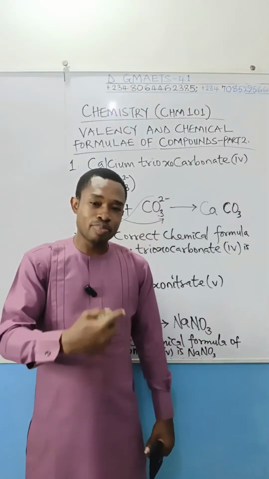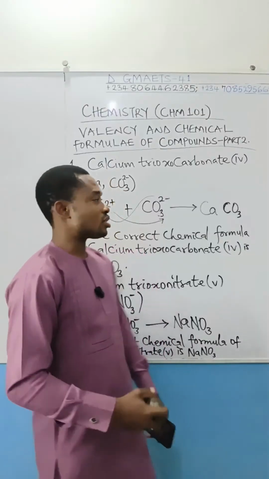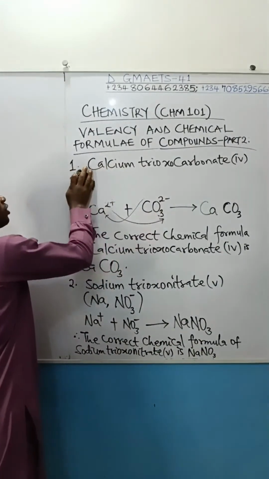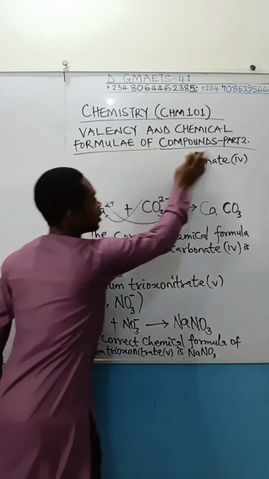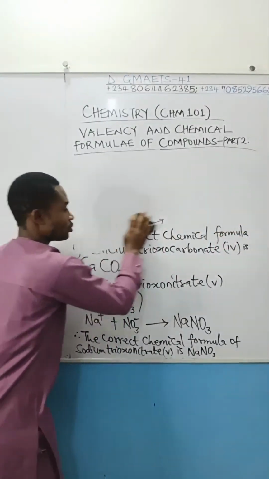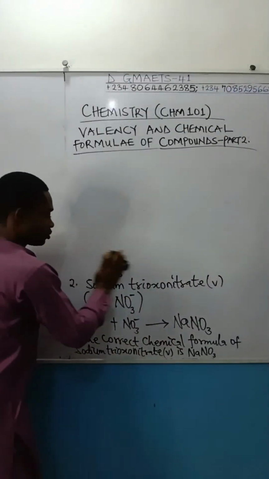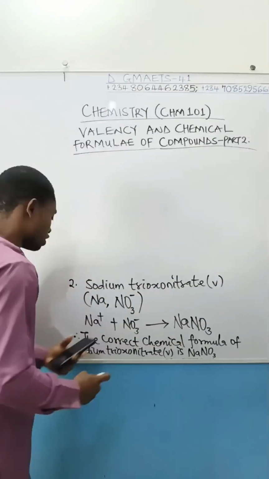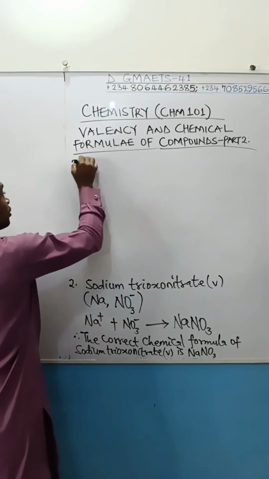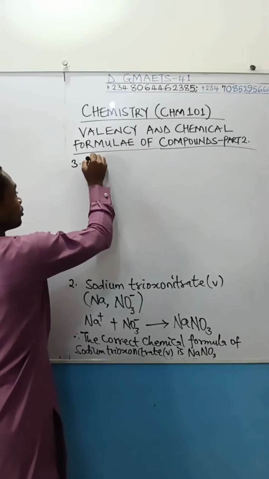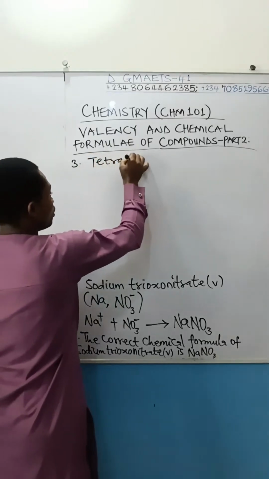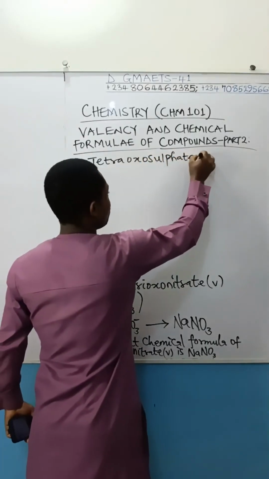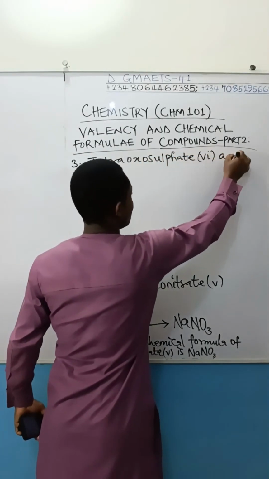So this is a backbone to you. I want to make sure you take this seriously. How to write the correct chemical formula of a compound. We are looking at compound number 3. Let us consider tetraoxosulphate 6 acid, number 3. Tetraoxosulphate 6 acid. Sulphate 6 acid.